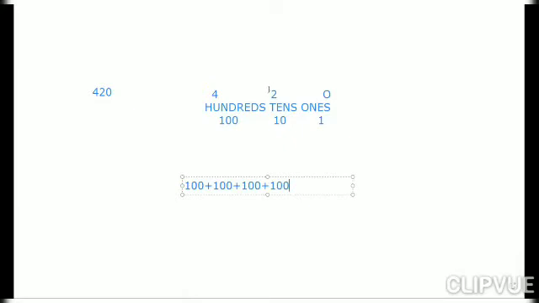Who is on tens place? 2. 2 is on tens place. Now what you need to do is write down 10 two times.